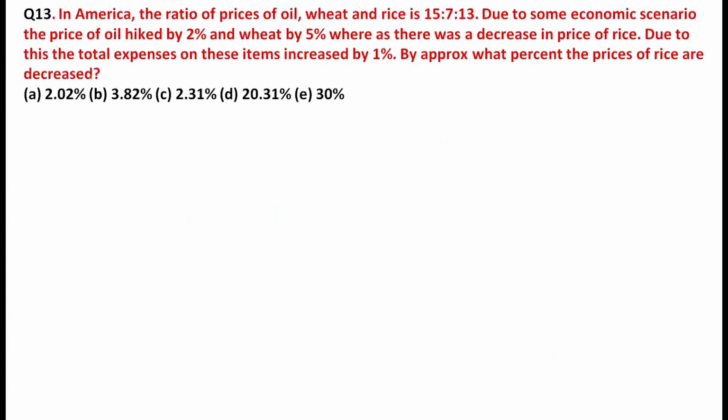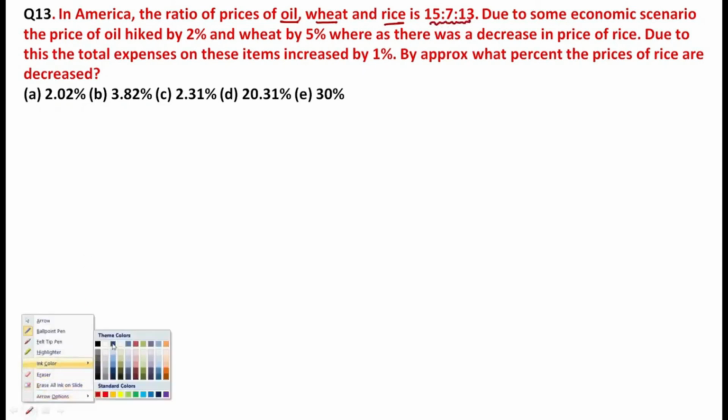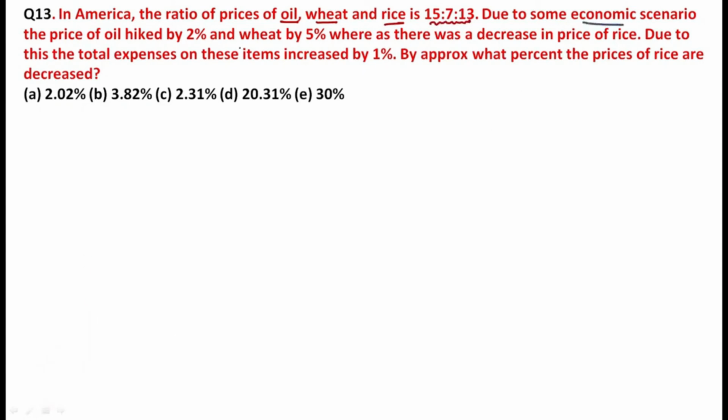Just check your calculation. In America, the ratio of prices of oil, wheat, rice is 15:7:13. Due to some economic scenario, the prices of oil hiked by 2%, wheat by 5%, and there was a decrease in the price of rice. Due to this, the total expense on these items is increased by 1%. By approximately what percentage did the price of rice decrease?